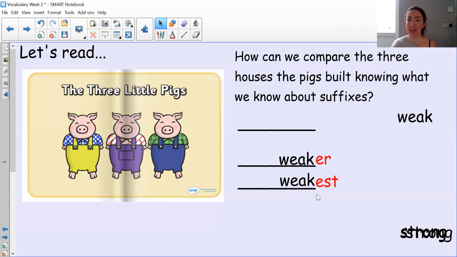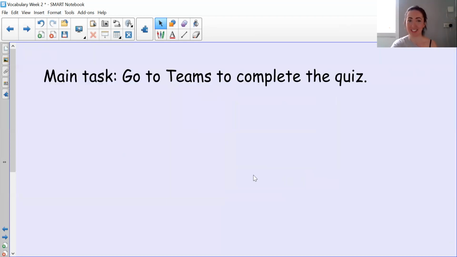Which house is the weakest? Did you say the straw house? Yes, the straw house is the weakest because it blew down the easiest and it's made of the least hardy material. So let's go through those words then. So let's think about the brick house being strong, and then the stick house is weaker, and the straw house is the weakest of all three. A bit trickier, that last adjective when we're comparing, wasn't it?